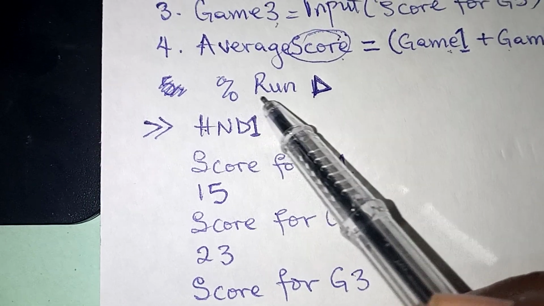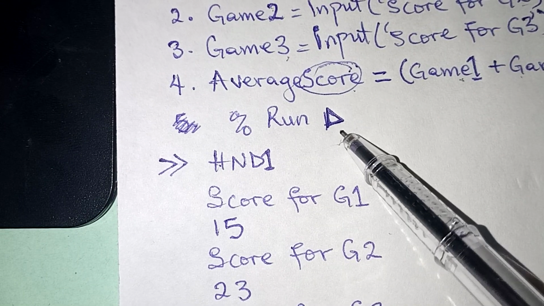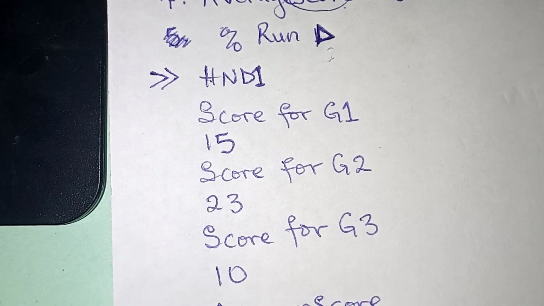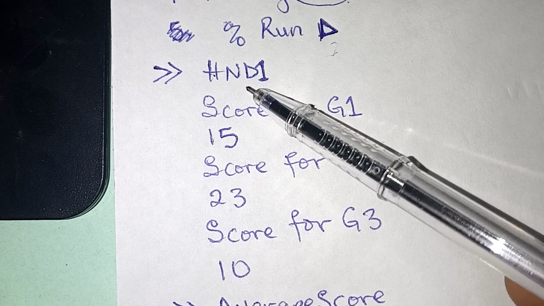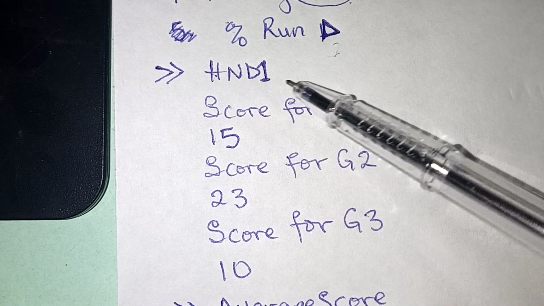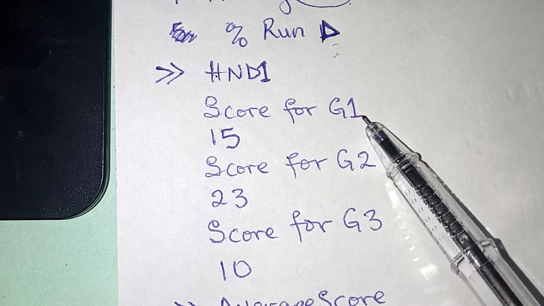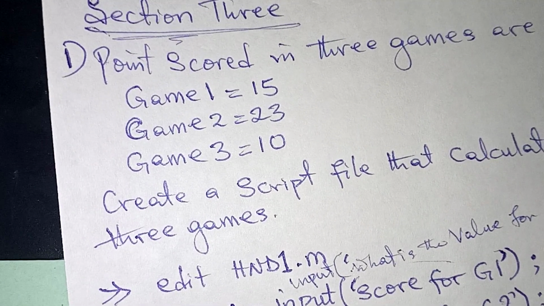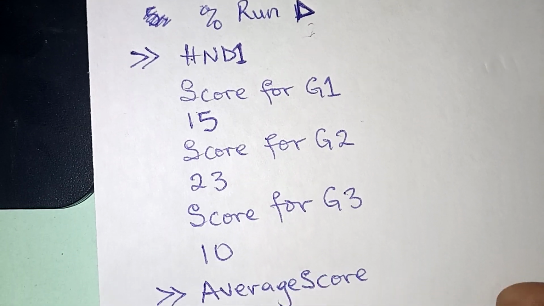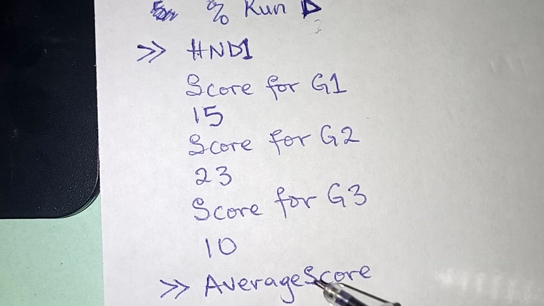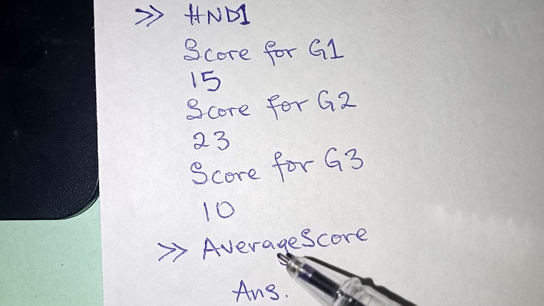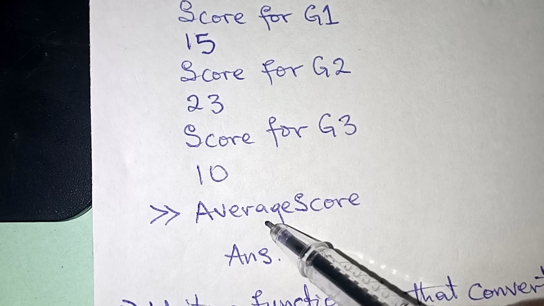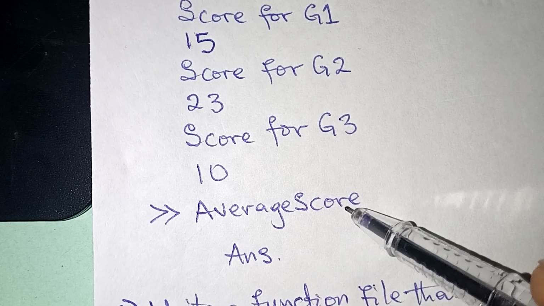So once you click on run, you see I just wrote this percentage sign just to tell you after this stage you run. And by the time you run, on your command prompt, you see that it has generated HND1 for you. And the next thing you see is score for G1. And we already told in the question that score for G1 should be 15. Then score for G2 should be 23. Score for G3 should be 10. Just put your values.